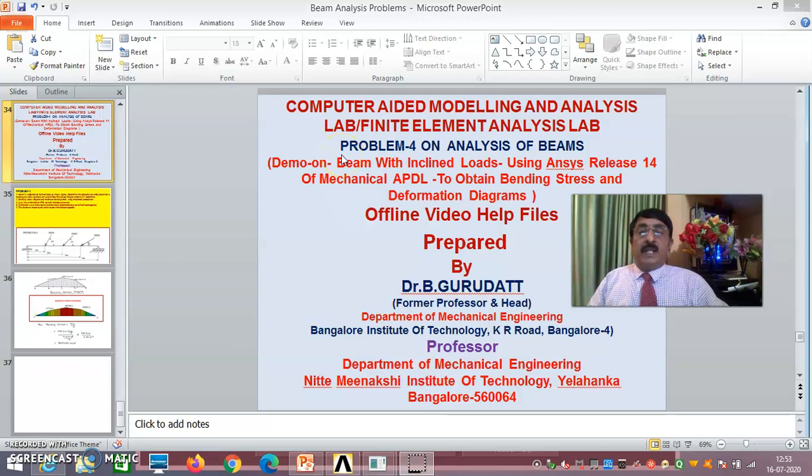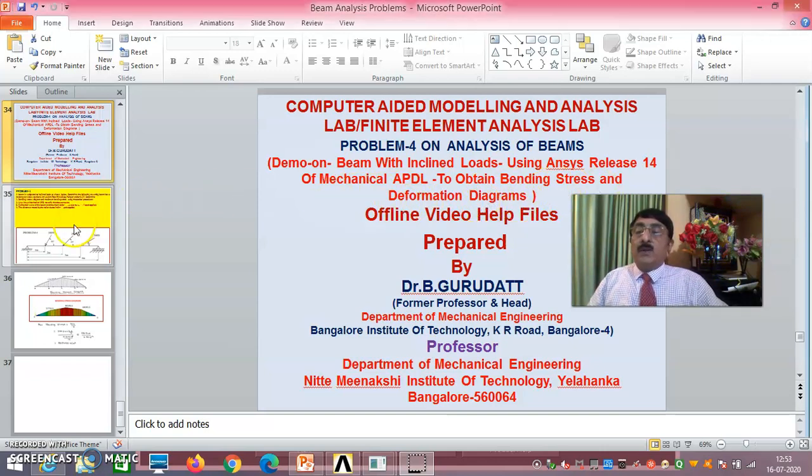Welcome to session 3 of problem 4 on analysis of beams. Here I will be giving you a demo on beam with inclined loads using Ansys Release 14 of Mechanical APDL, mainly to obtain bending stress and deformation diagrams. As you know, this is session 3. In the first two sessions I have concentrated totally on bending moment diagrams, shear force diagrams and reaction solutions. Here I'll be concentrating on bending stress and deformation diagrams.